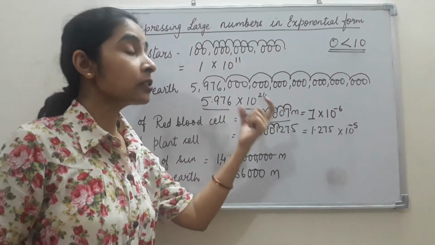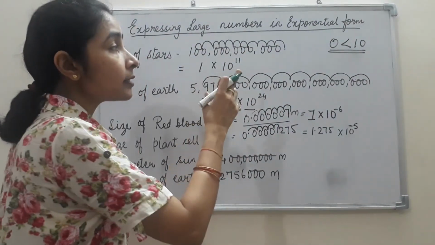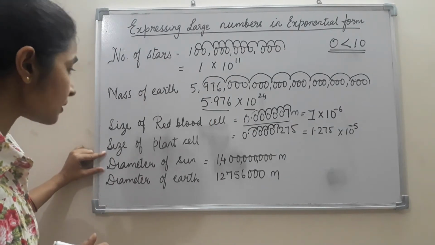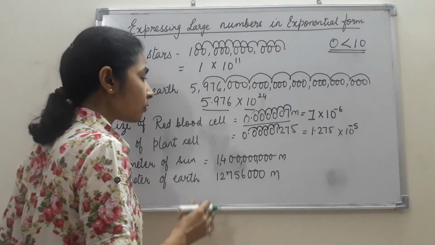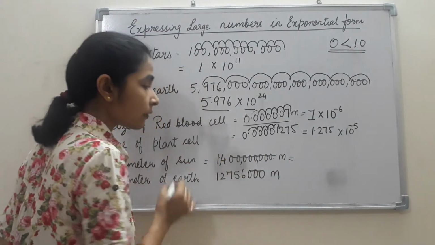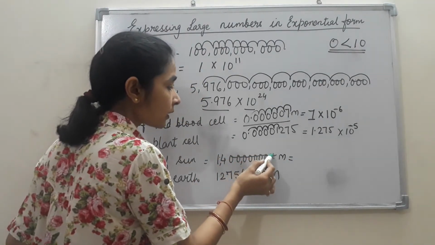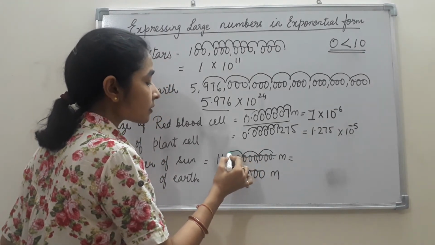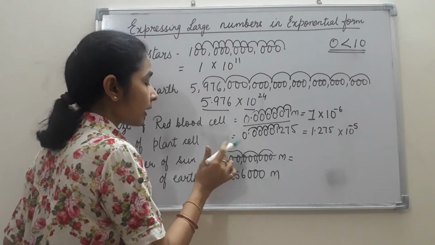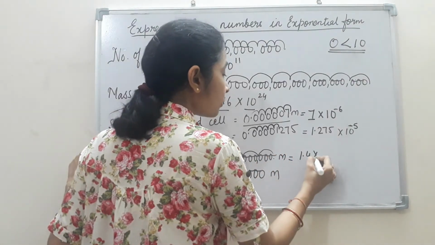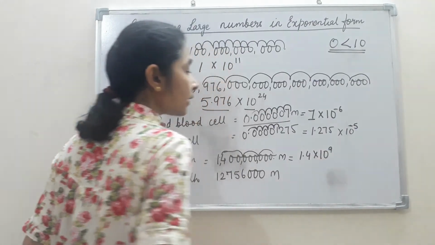We are expressing it in the standard form. How? Just changing it into a decimal which is greater than 0 and less than 10. Now if I ask about this number, the diameter of the sun, and I write it in the standard form, the decimal is here. I will shift it after 1. Then how many places am I shifting? 3 plus 3, 6. 6 plus 3 again, it is 9. So 1.4 into 10 raised to the power 9.